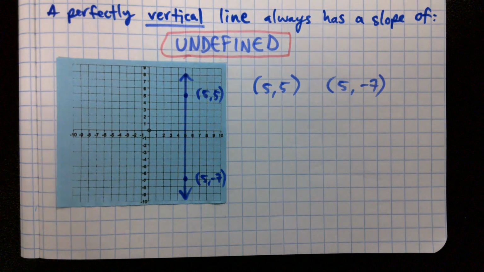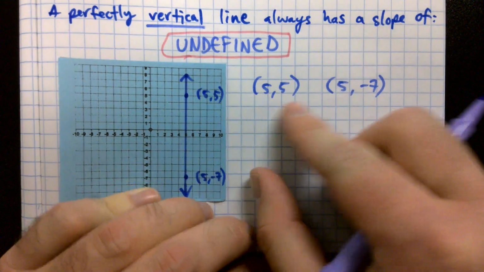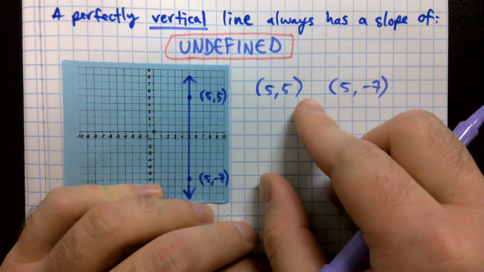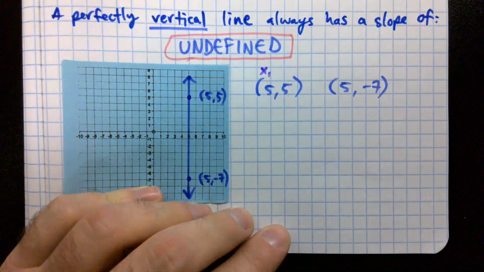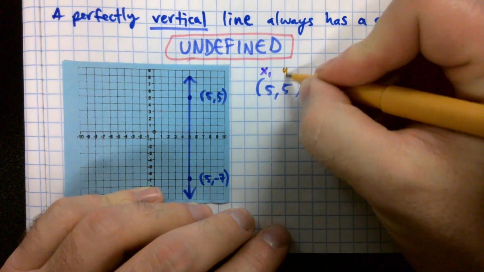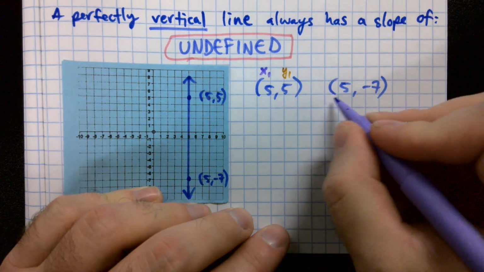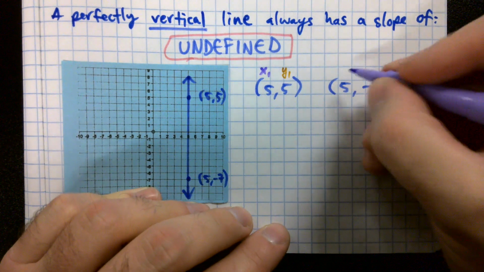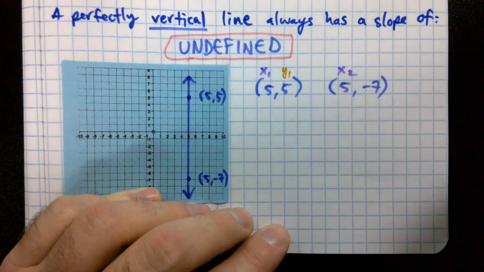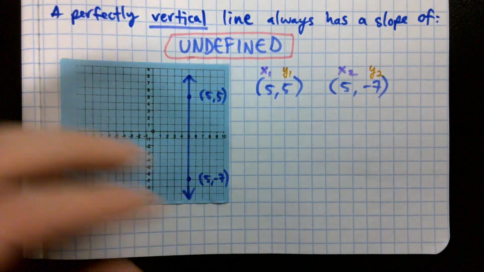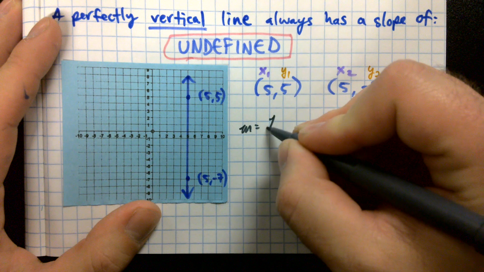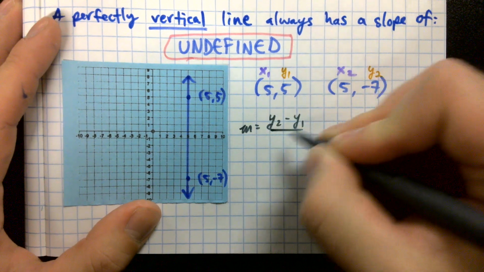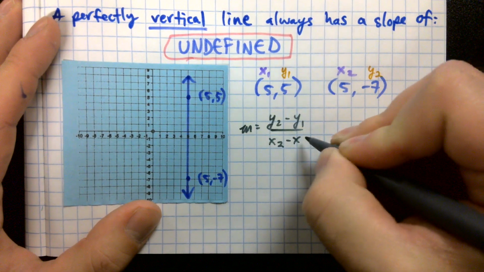Let's go through and label our coordinates. This is my first point here, (5, 5). So I'm going to label this x1 and y1. My next point, second point, (5, -7), is going to be x2, y2. We're going to do the same thing. Plug this in. y2 minus y1 over x2 minus x1.